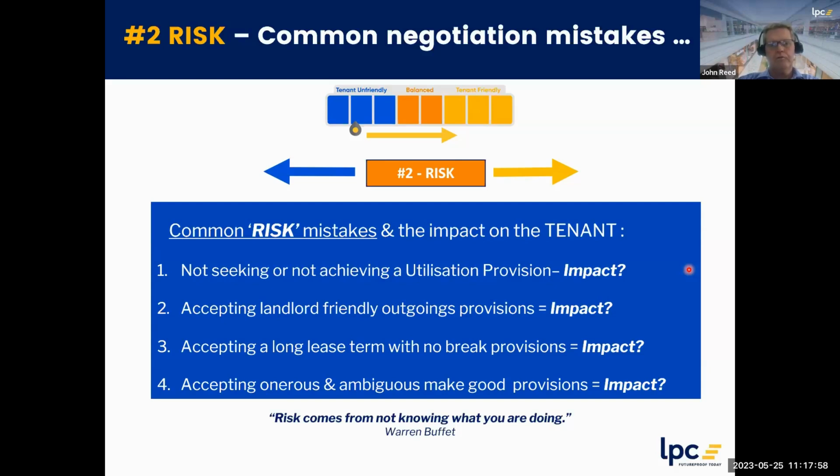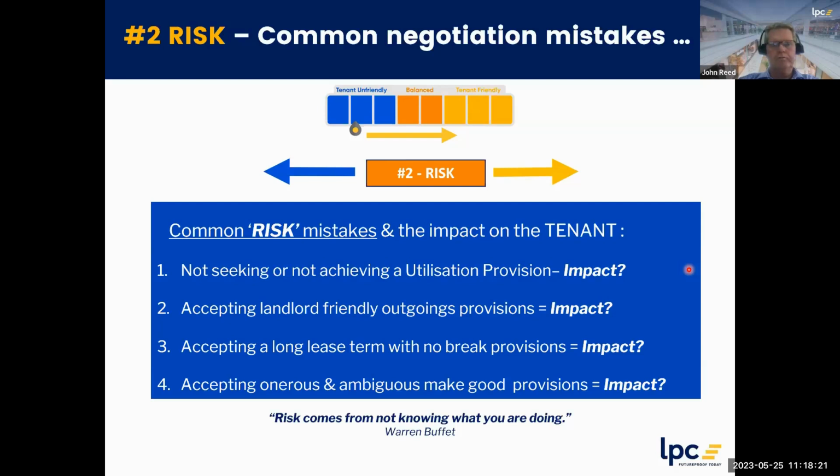Third, accepting a long-term lease with no break provisions. This is particularly important where many of our not-for-profit clients have their funding tied to government programs, and very often they're short-term programs, and it is very negatively impactful on the business or the organization to have no break provisions.